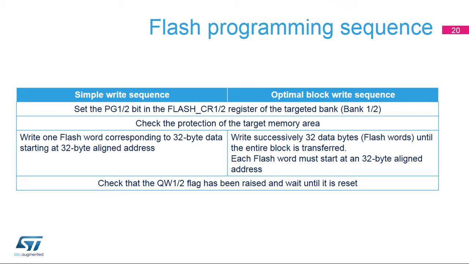This sequence can be used to program a block in flash memory. 1. Set the PG1 or 2 bit in the FLASH_CR1 or 2 register of the corresponding bank, bank 1 or 2. 2. Check the protection of the target memory area. 3. Write successively 32-byte data, flash words, until the whole block is transferred. Each flash word must start at a 32-byte aligned address.